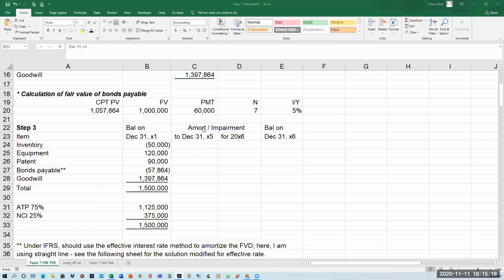So in the amortization impairment box, we'll have two columns. One keeps track of the amortization of the fair value differences up to the end of the previous year. Another column has the amounts pertaining to the current year, 2006. And then the final column is the unamortized balances remaining at the end of 2006. The fair value difference related to the inventory clears out within a year. So certainly the $50,000 has cleared out.